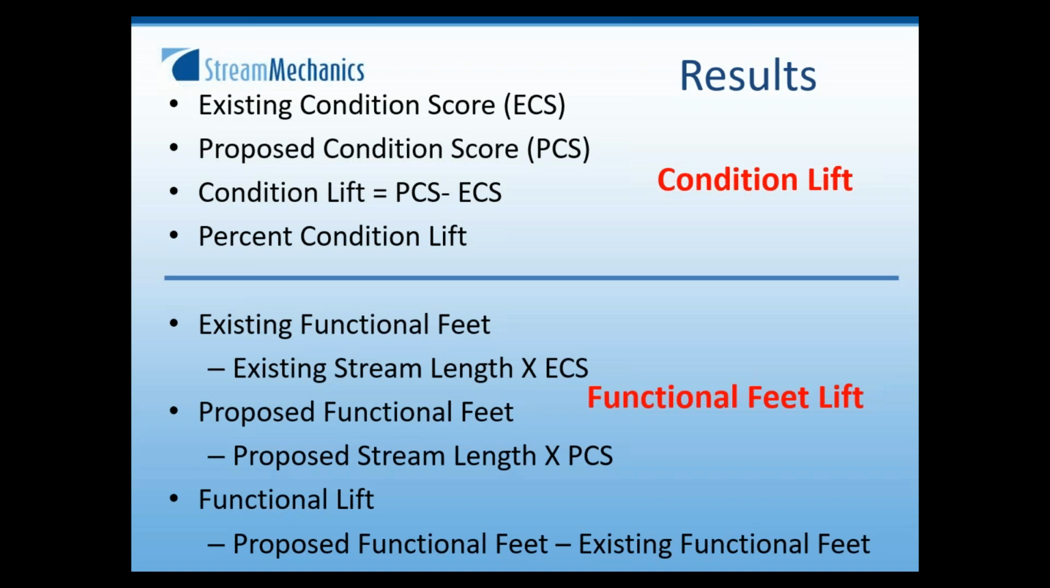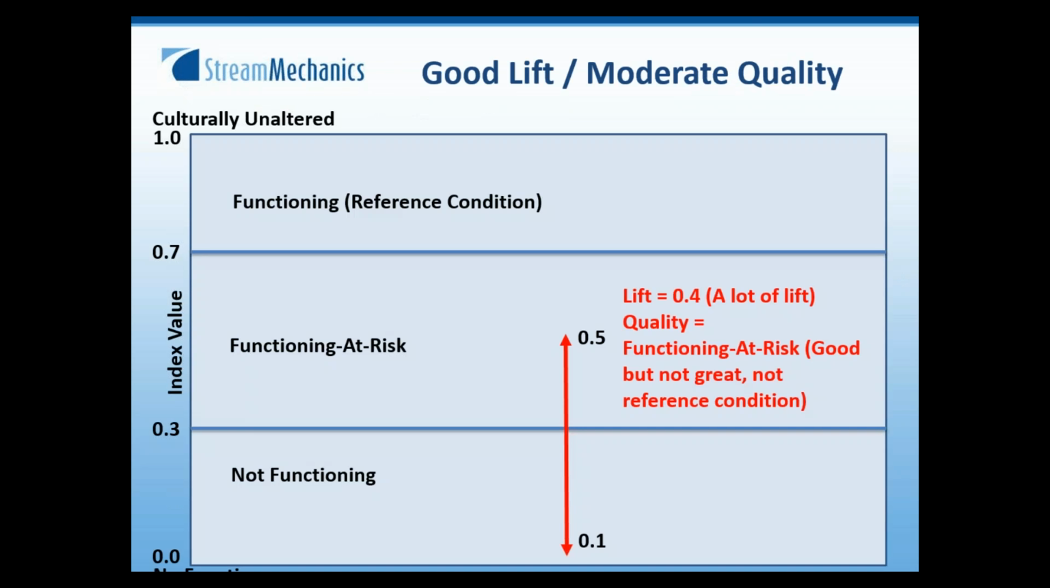It is irrespective of length. Length is not part of this condition lift. The functional feet incorporates the length. So we now have our existing functional feet, which is the existing stream length times the existing condition score. We have our proposed functional feet, which is the proposed stream length times the proposed condition score. And then our lift is just the proposed functional feet minus the existing functional feet.